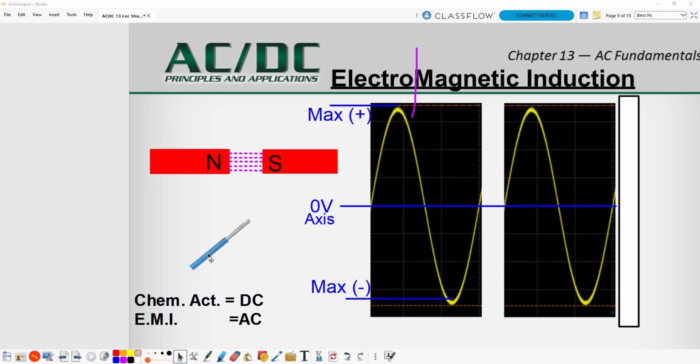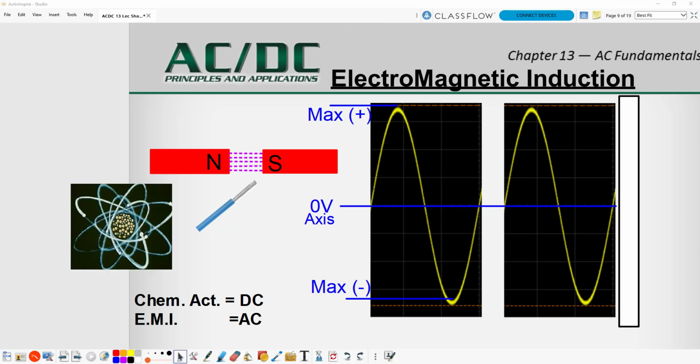If we take a wire and we move it through this magnetic field, as we're moving it through this magnetic field, it will create inside of that wire an electrical current. This is done by means of electromagnetic induction. In order to understand why an electrical current is created in this wire as we move it through this magnetic field, we have to go back to the molecular structure of the atom.